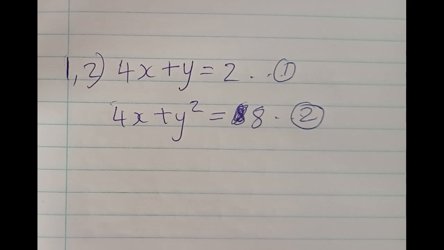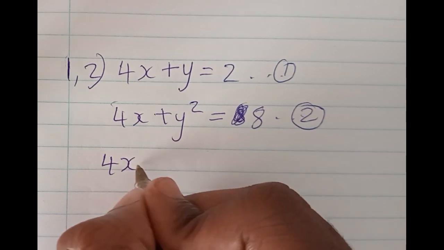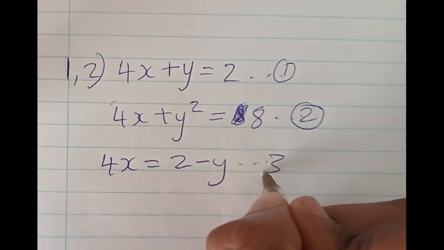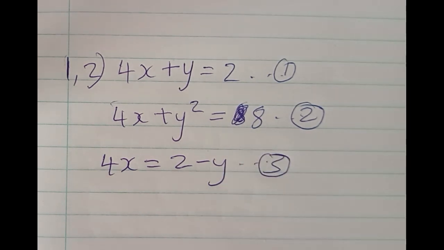Okay, so I can use my equation 1 to get equation 3. And I would like to say y is equals to 2 minus 4x. But then on my equation 2 I have 4x. So I can make 4x the subject of the formula from equation number 1. So I'll say 4x is equals to 2 minus y, which is my equation number 3. You see, at this point, I didn't get my value of x, I didn't get my values of y. I just got my equation 3.